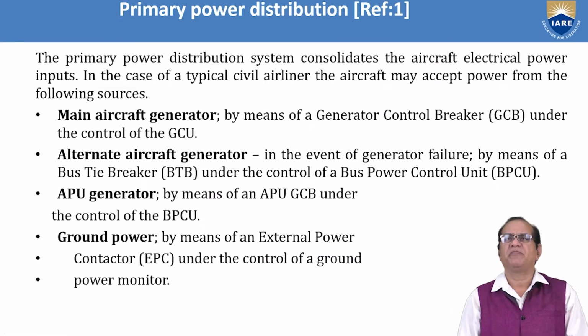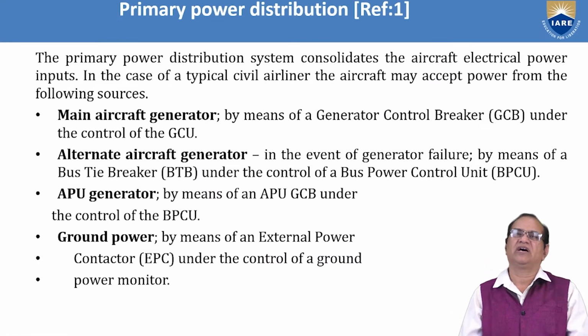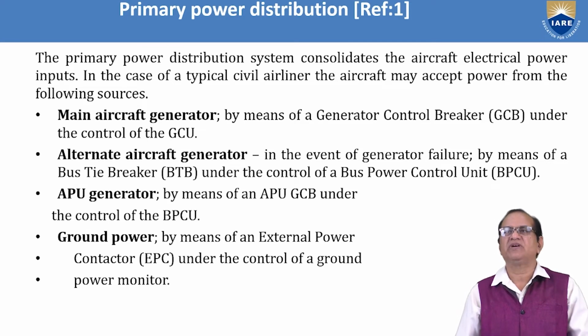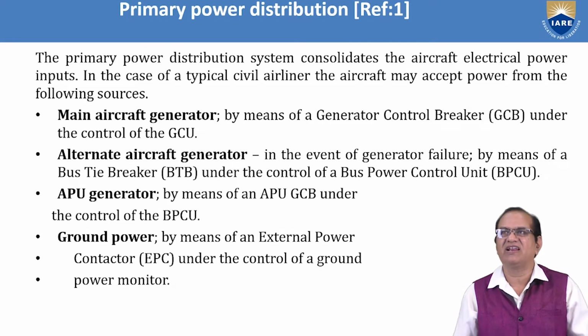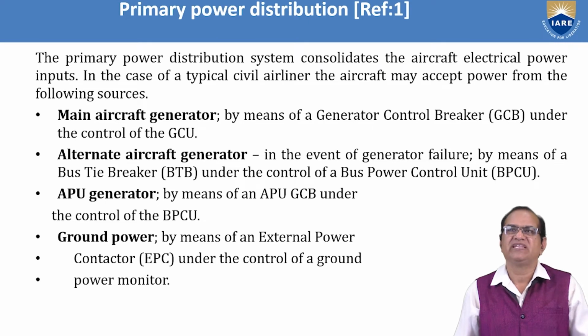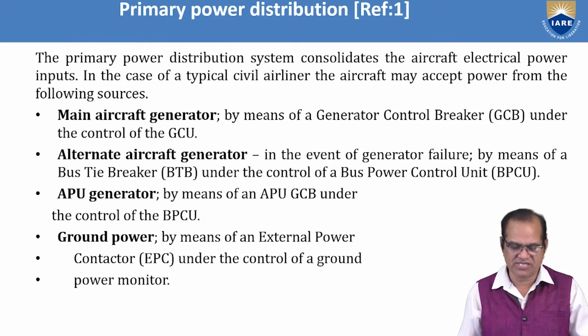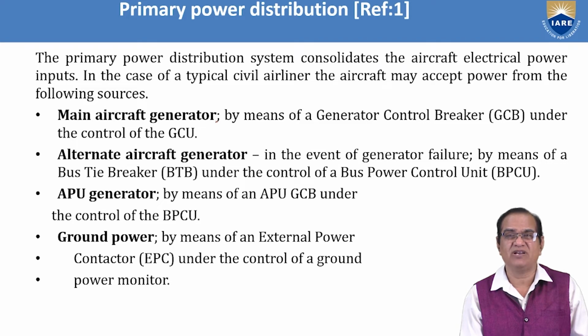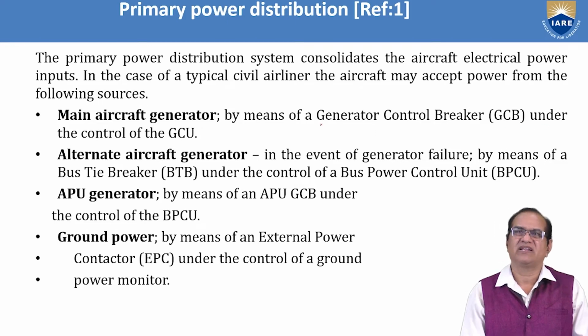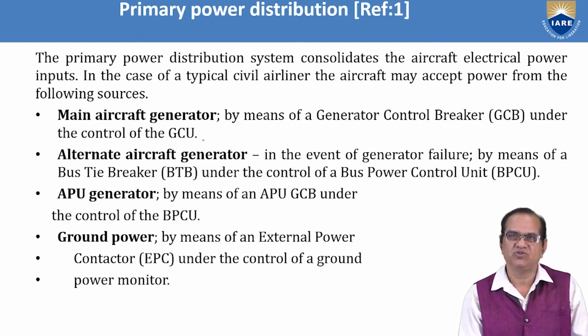The primary power distribution system consolidates the aircraft electrical power inputs. In the case of a typical civil airliner, the aircraft may accept power from the following sources. Main aircraft generator, these are the sources of the power. The main aircraft generator is connected by means of a generator control breaker, GCB, under the control of the GCU.